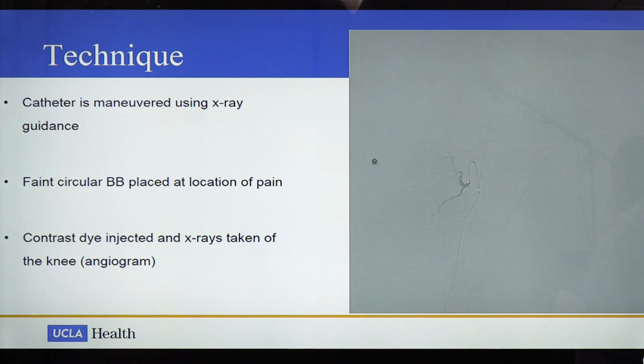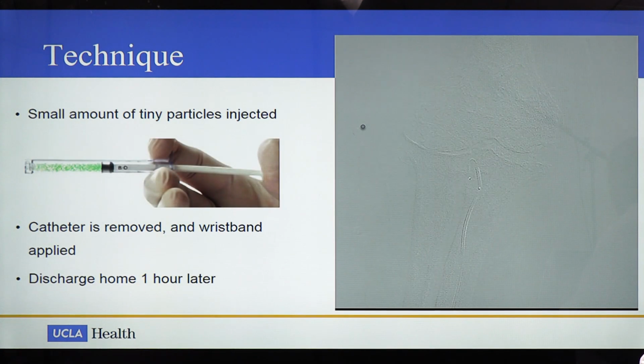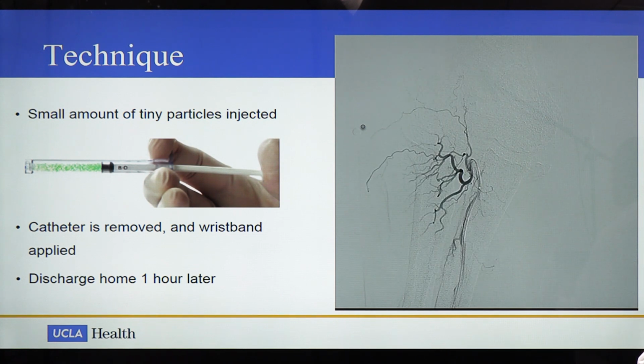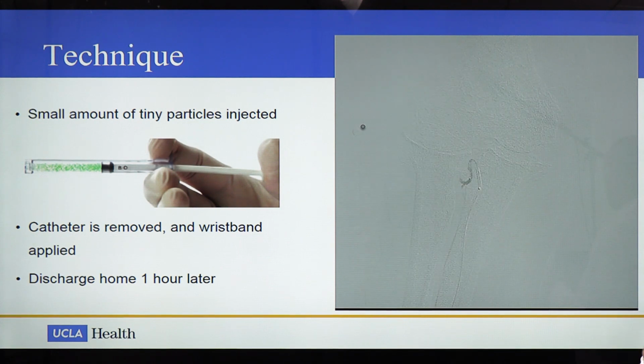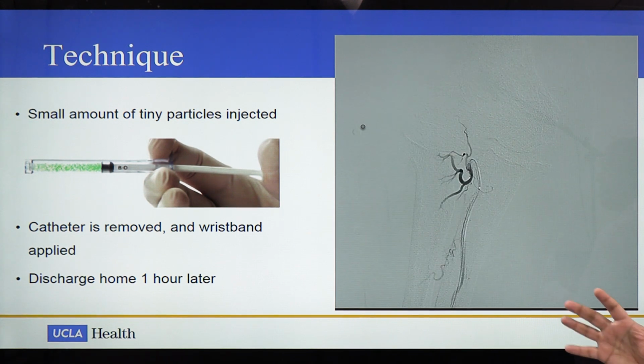The goal of the EAE procedure is to decrease that gray haze because that is the inflammatory response. So once we're here, we inject a very small volume of tiny little plastic particles. These are smaller than grains of sand, and we're injecting 2 to 3 drops of these particles to decrease the flow in this artery. Now, the goal is not to completely block the blood vessel to stop flow, but simply to get rid of this haze at the end.